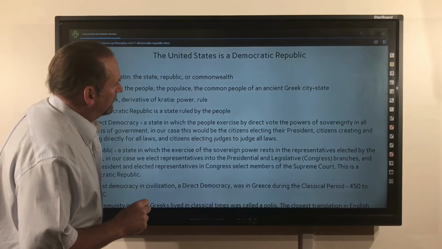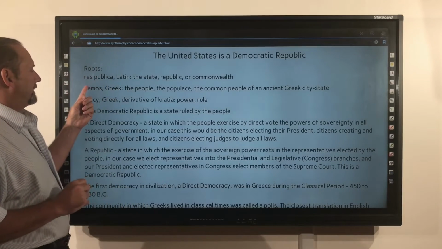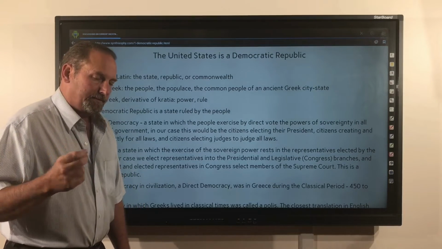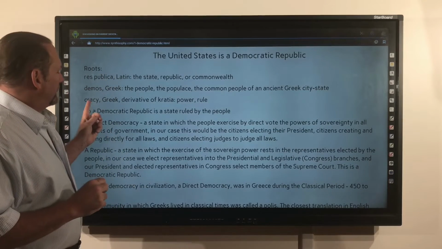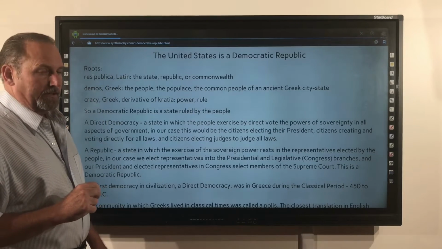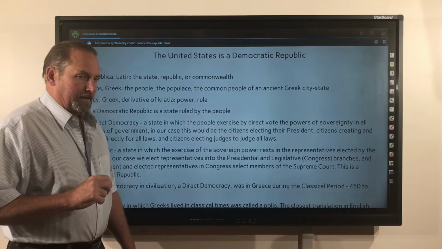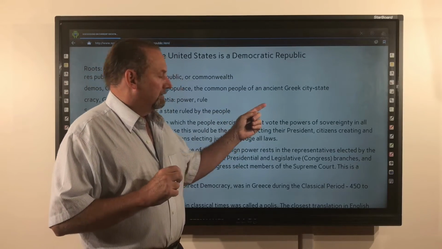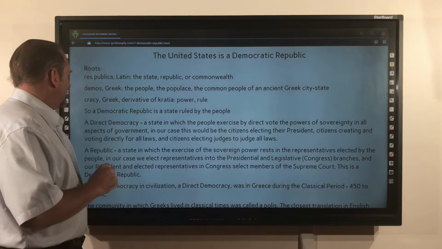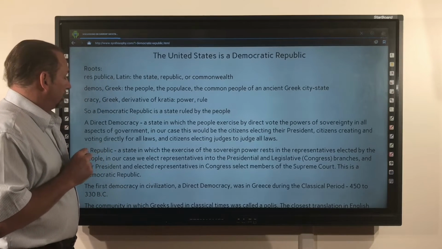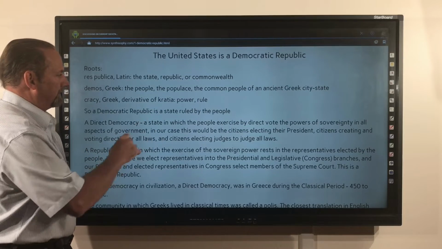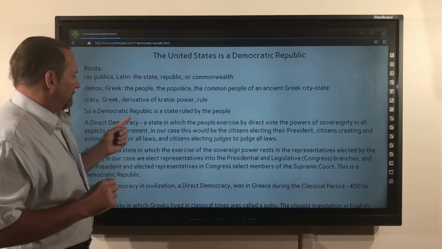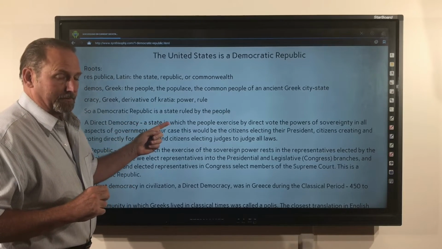The first one we'll talk about is republic. Its root is res publica, which is Latin, and it stands for the state, the republic, or commonwealth. The second root, demos, Greek root, means the people, the populace, or specifically in ancient Greece, the common people of an ancient Greek city-state. Krasi is also a Greek root. It is a derivative of kratia, which means power or rule. So a democratic republic is a state ruled by the people.